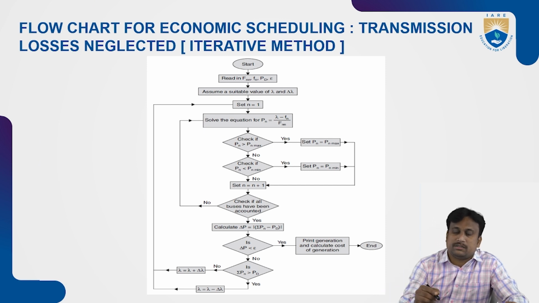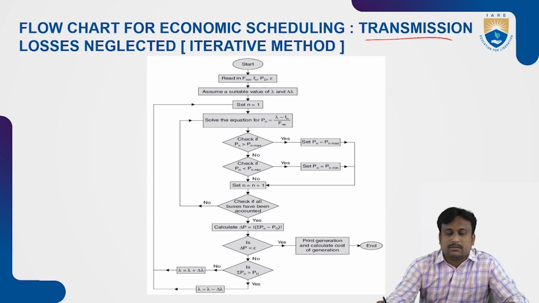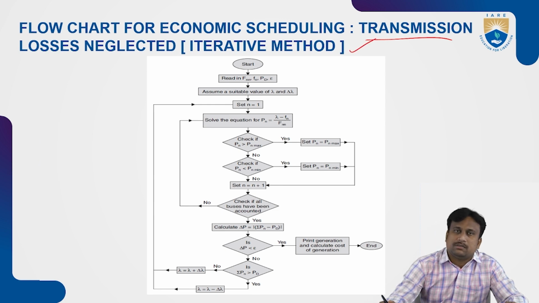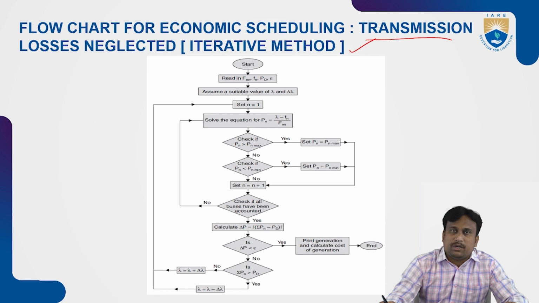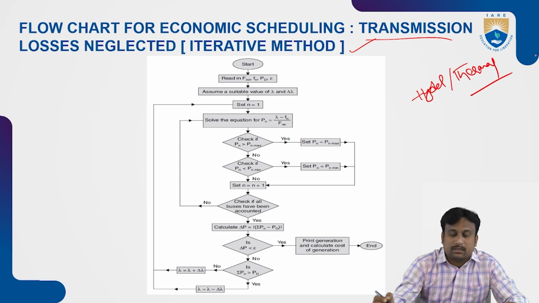Here the condition is that transmission losses are neglected. This is one of the iterative methods. Based on these conditions, we will make the economic scheduling of a given power system network. It may be the hydro or thermal case.